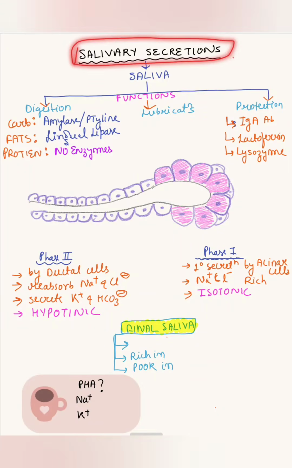Salivary secretion in 1 minute. Please note that this is a previous year topic. So first let's see the function of saliva.